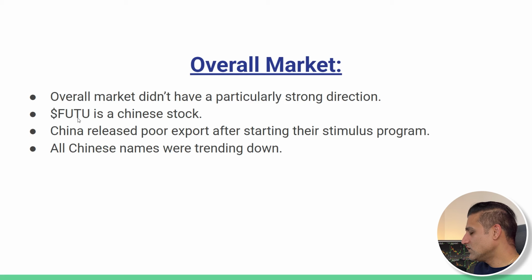I chose FUTU, this ticker symbol, as a stock to trade. Number one, it is a Chinese stock. And number two, the Chinese government had released a stimulus because the government, or the economy, was struggling and starting to slow down.